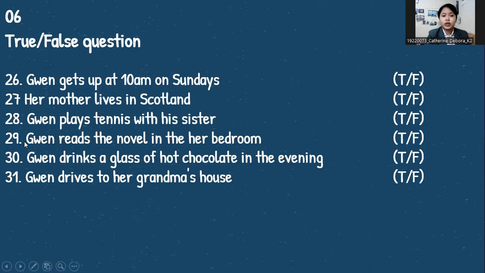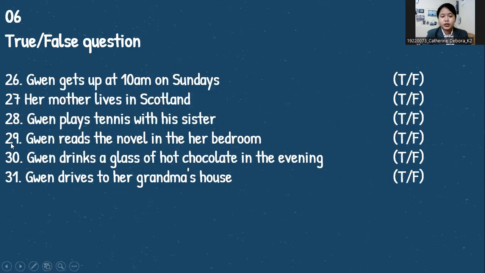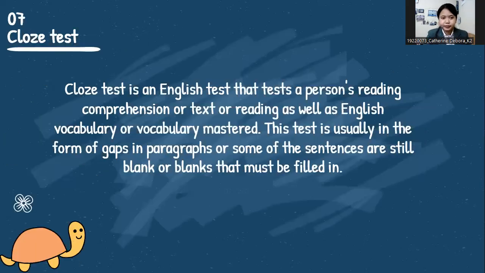Next, number 29. Gwen reads the novel in her bedroom. The answer is true because, as we can see, her novel in her bedroom. It means Gwen read her novel in the bedroom. So number 29, it's true that Gwen read her novel in the bedroom.